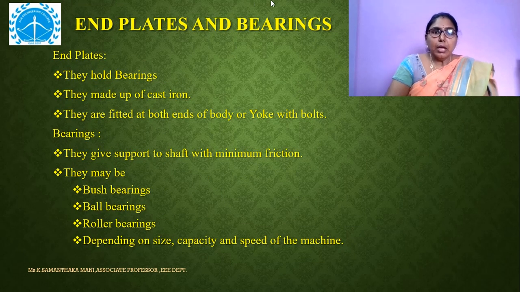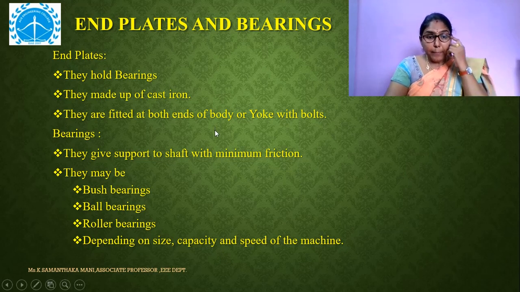Now, end plates and bearings, these also come under the stationary parts of the DC generator. End plates hold the bearings and are made of cast iron. They are fitted at both ends of the body, that is the yoke, with bolts, so that it will be tightly and completely enclosed.